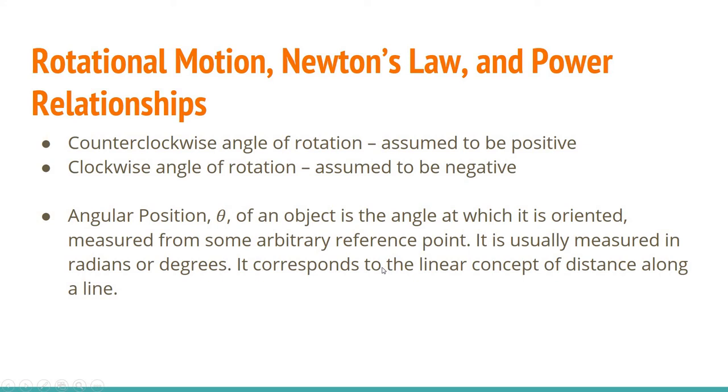That question is intended to assess your prior knowledge of chapter 1, so you will get this in chapter 1. It is all in chapter 1, which I am discussing now. So, angular position, theta, of an object is the angle at which it is oriented, measured from some arbitrary reference point. It is usually measured in radians or degrees. So its unit is radians or degrees. It corresponds to the linear concept of distance along a line.